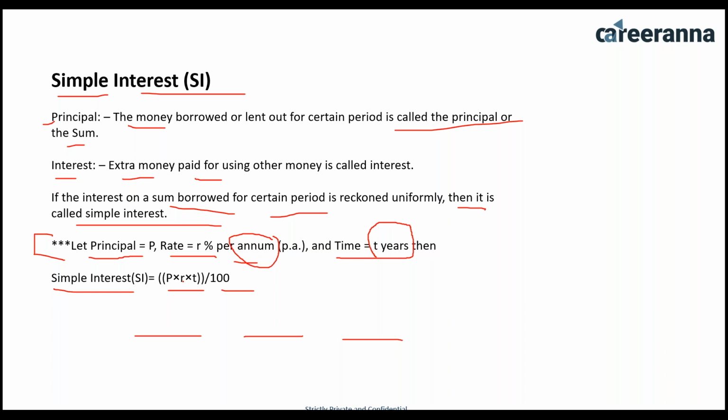So the simple formula for simple interest is PRT by 100, where P is principal, R is rate of interest, T is time, and this is 100. Guys, keep yourself muted, please. Very easy, PRT by 100. So now let us have a look at compound interest.